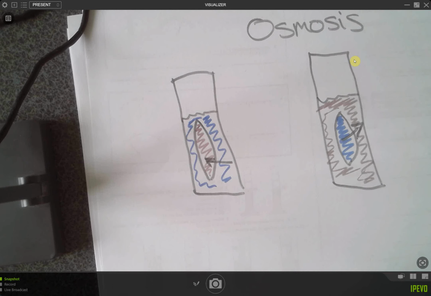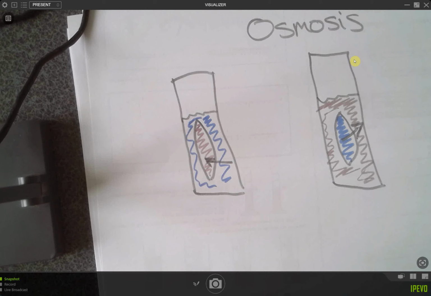And then your two control ones, the water and water one, and the glucose and glucose one, those bags should not have changed because they had the same concentration of water molecules. So that's why it was our control, right?